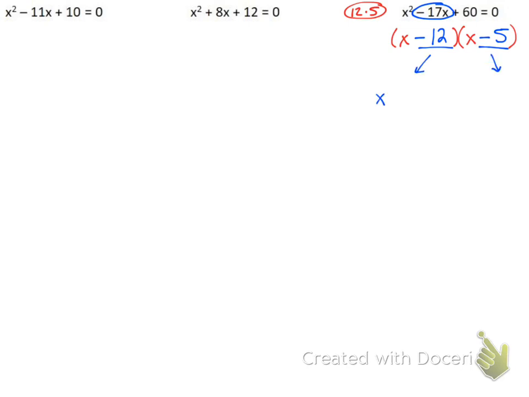Split it off into two separate equations. X minus 12 is equal to 0. X minus 5 is equal to 0. So I add the 12 to the other side. Get x is equal to 12.